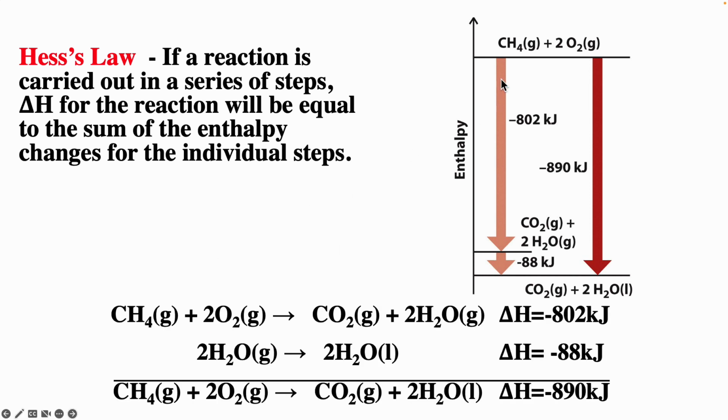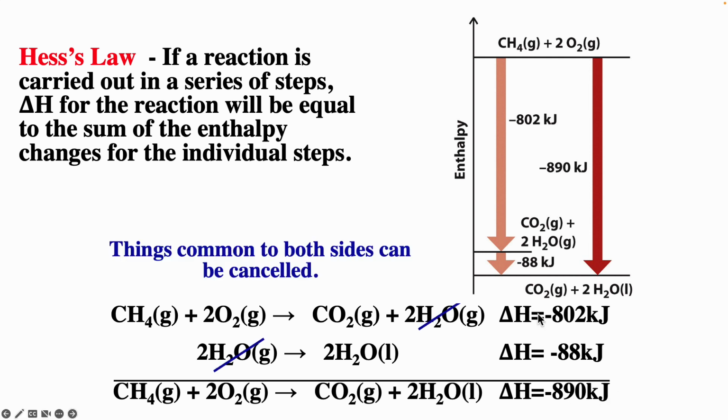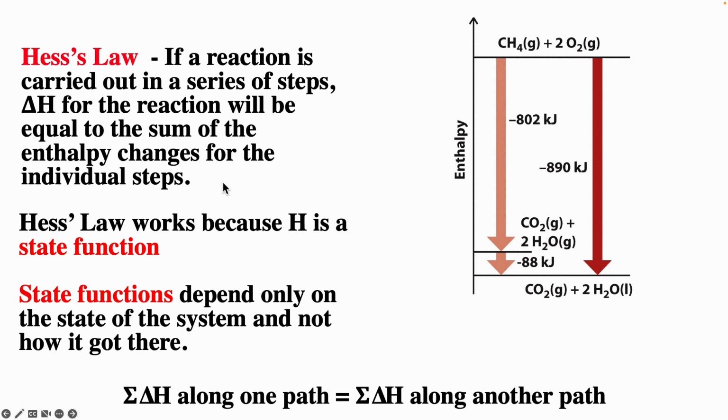And so we could actually write the two-step path as two reactions. Remember that if you add reactions, you add the corresponding delta H's. So if we add these two reactions, then we add the corresponding delta H and we get a minus 890 kilojoules per mole. Now remember that things common on both sides cancel. And so when you add these two reactions, you'd end up with 2 H2O gas on the reactant side and 2 H2O gas on the product side. And so things common on both sides cancel. And again, Hess's law works because enthalpy is a state function.